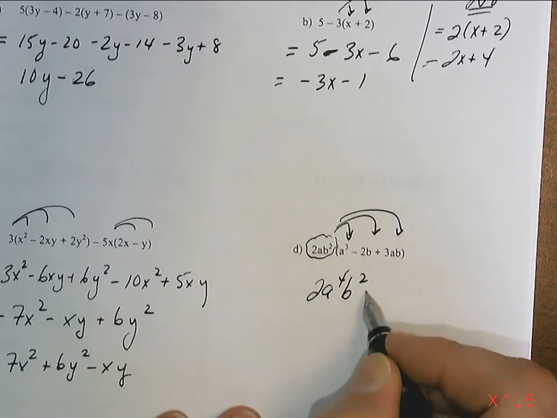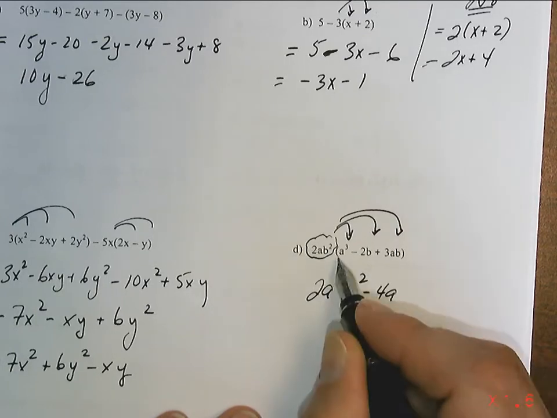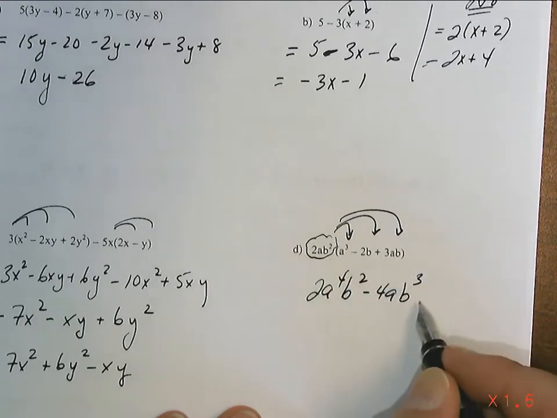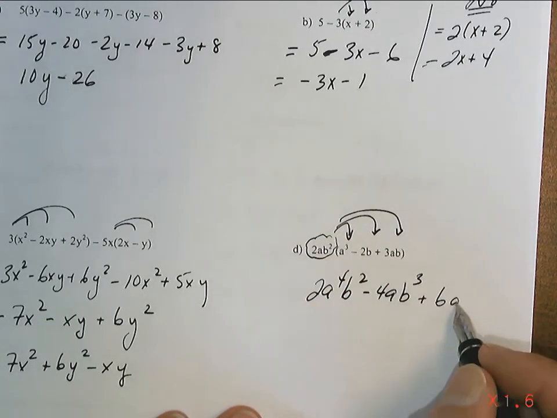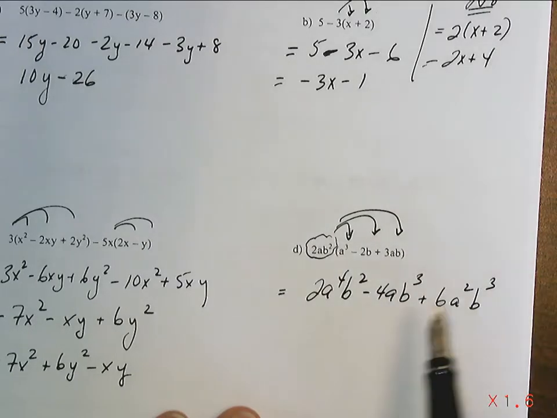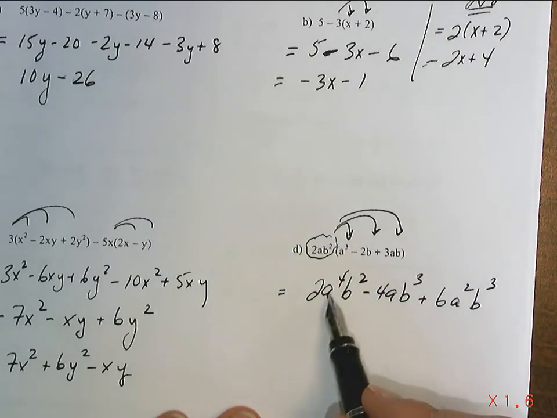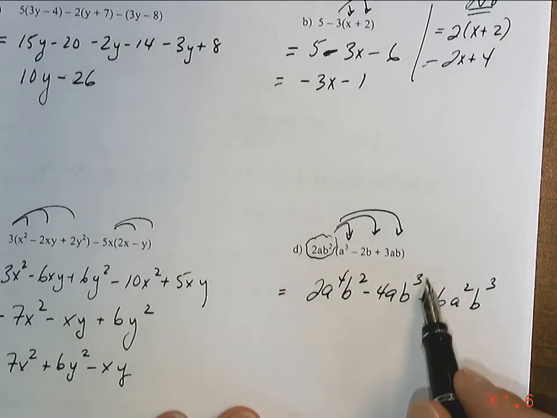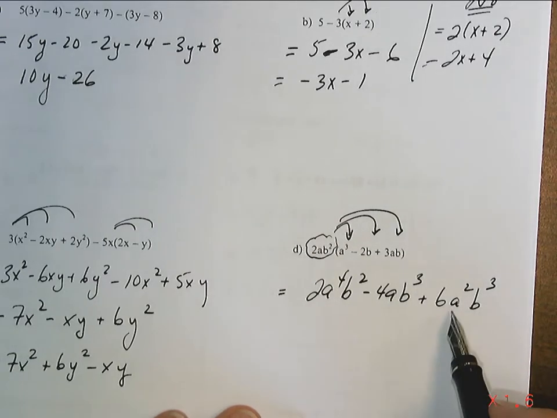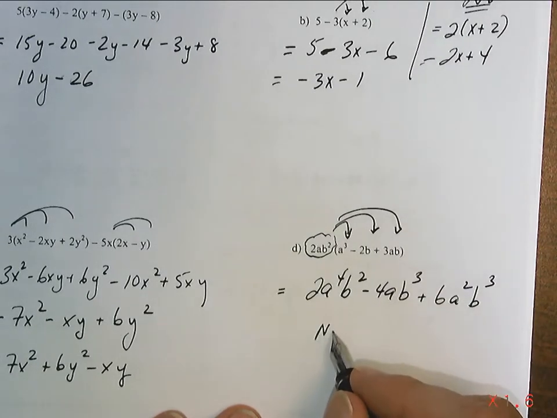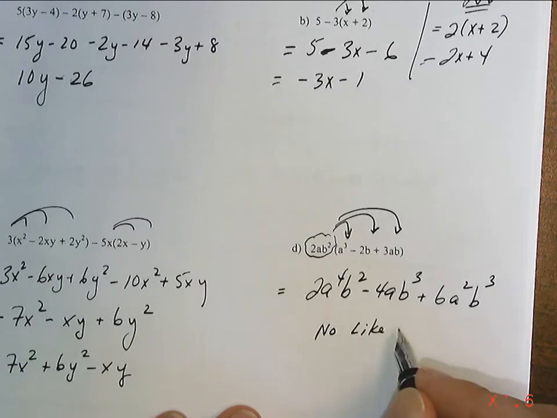And then it's going to be -4a b squared times b is b cubed. And finally, it's going to be plus 6 a times a is a squared, b cubed. Okay? Now, collecting like terms, are there any a to the 4 b squareds? No. Are there any other a b cubes? No. Are there any other a squared b cubes? No. That's as far as we can go. There are no like terms.